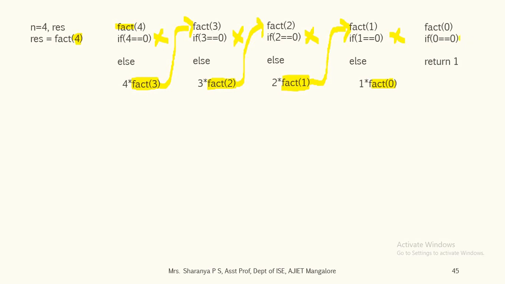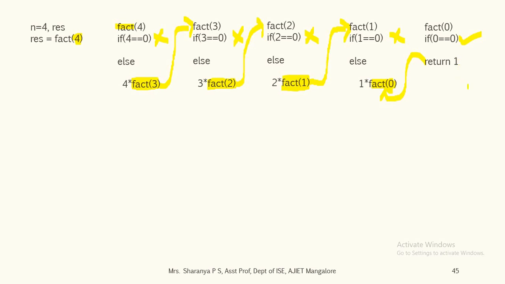0 is double equal to 0. Yes, the condition is true. And now it returns 1. Where is it returning? It returns to the previous step, that is, the point from which this function fact is called. That is nothing but this particular location, to which the value 1 will be returned.